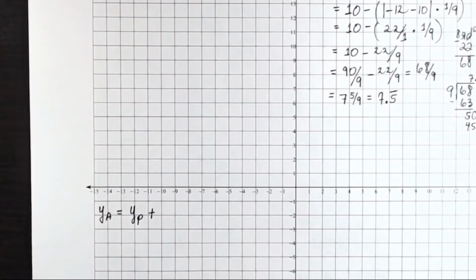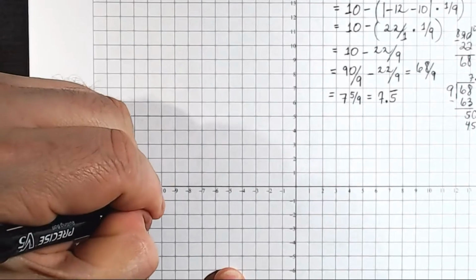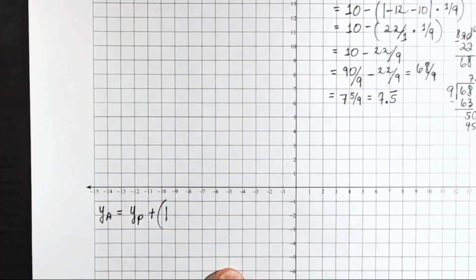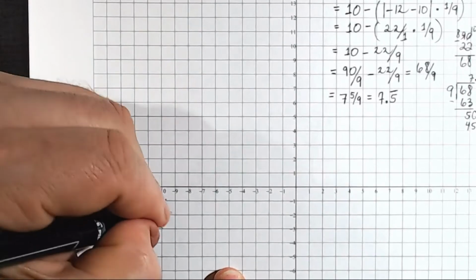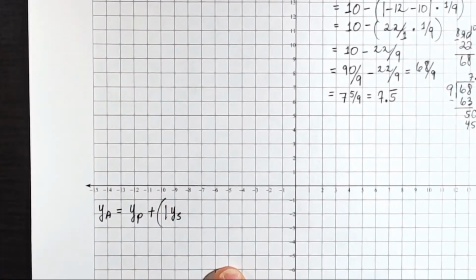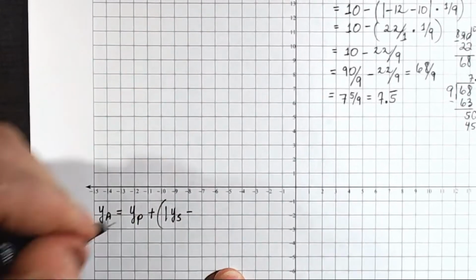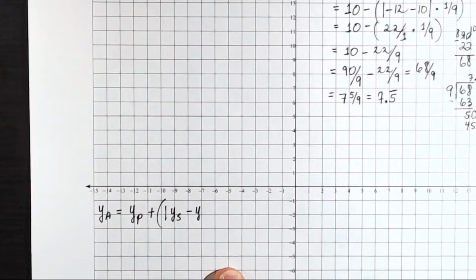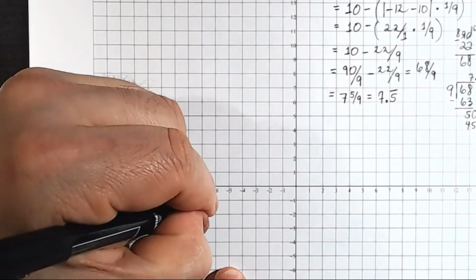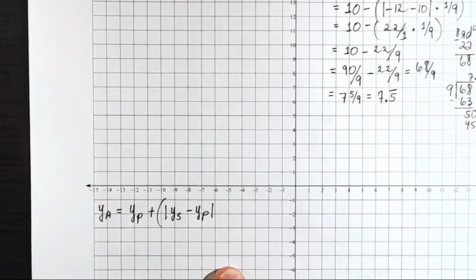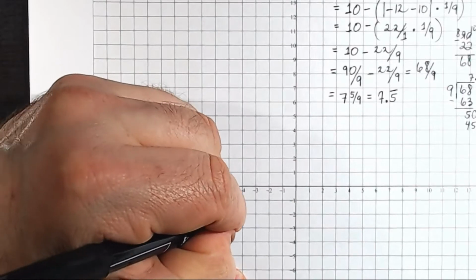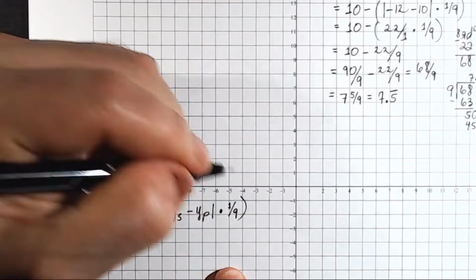So you just have to make up your mind what you need to do. And you know, you might make a mistake. I certainly have. You just go back and fix it. So open parentheses, absolute value, and now we need to find the absolute difference in the y values of San Francisco and Palestine. So y sub s minus y sub p, and close that absolute value, multiply by the fraction, which is 1/9, and then close the parentheses.